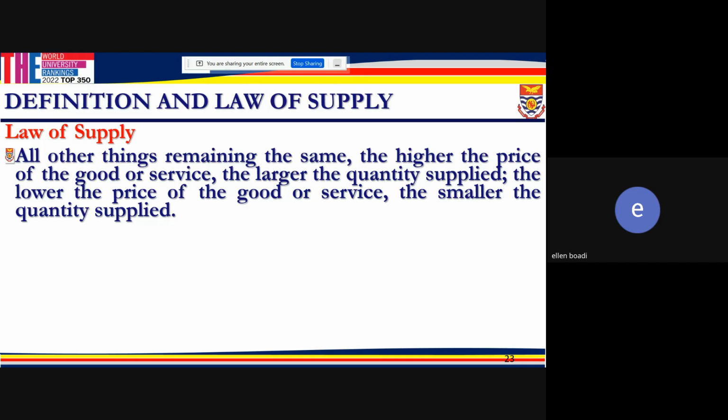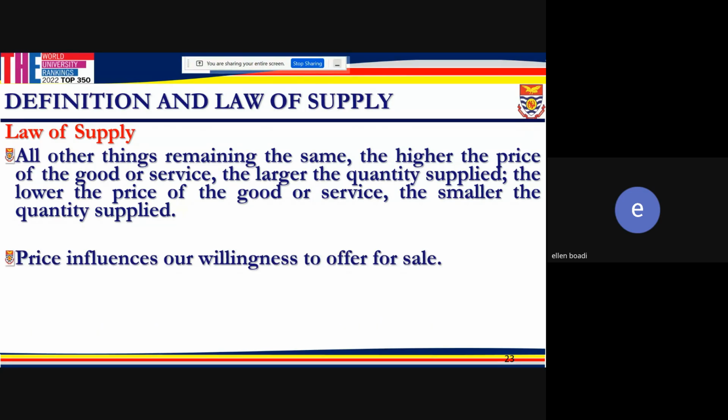This time they are moving in the same direction. As price is increasing, quantity is also increasing. So we say there's a positive relationship between the price of a commodity and the quantity supplied of it. Another way of stating it is there's a direct relationship between them. So as one increases, the other also increases.